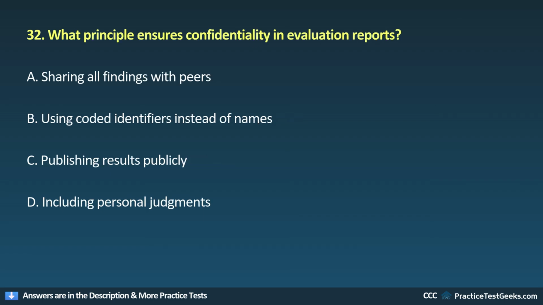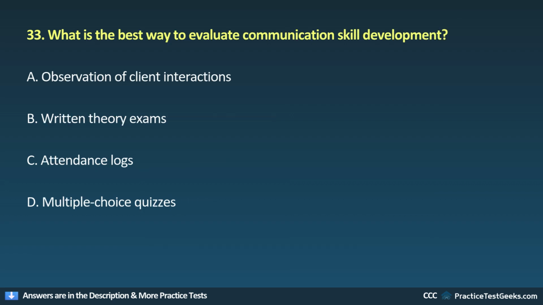32. What principle ensures confidentiality in evaluation reports? A. Sharing all findings with peers. B. Using coded identifiers instead of names. C. Publishing results publicly. D. Including personal judgments.